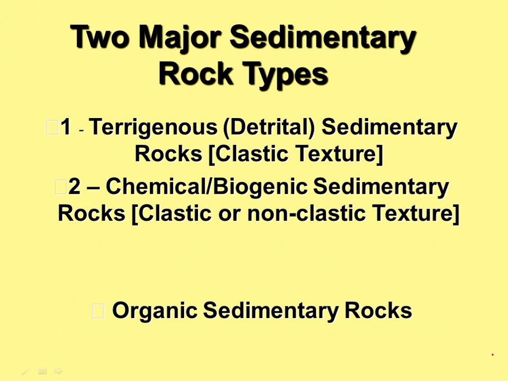So if we look at sedimentary rock types, there are fundamentally two. When you read textbooks and in the literature, you might see three listed because sometimes people will break out chemical and biochemical rocks into separate categories. But basically what we've been talking about so far this afternoon is terrigenous and chemical/biogenic or biochemical sedimentary rocks.